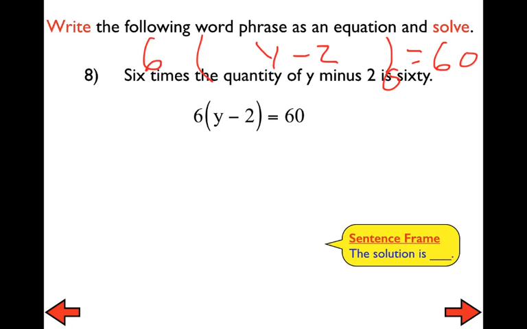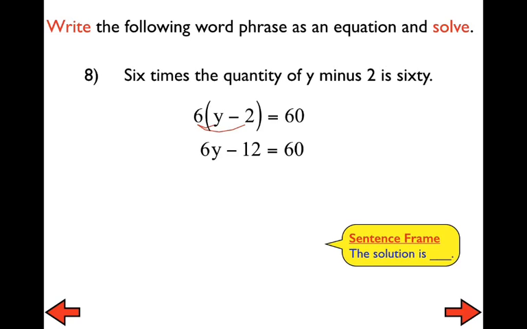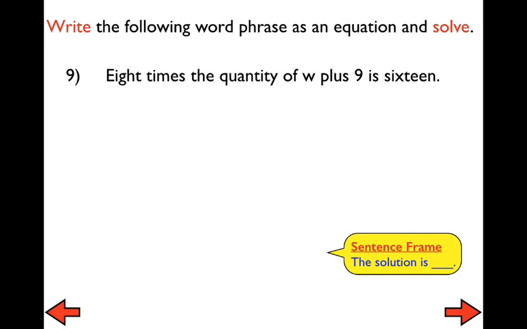From there, we solve it. So I would like you to pause the video and solve this equation. All right, let's take a look at this. We have to use the distributive property to get rid of the parentheses. We end up with 6y minus 12 equals 60. Add 12 to both sides. That's the inverse operation to subtracting 12. And then inverse operation to multiplying by 6 is dividing by 6. And the solution is y equals 12. Everybody try number 9. Pause the video, write the equation, and then solve it.